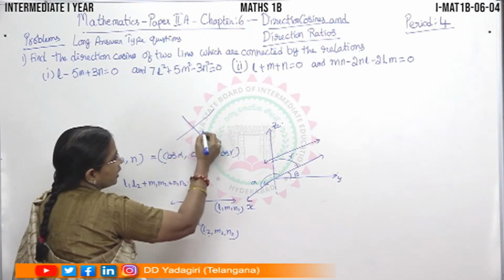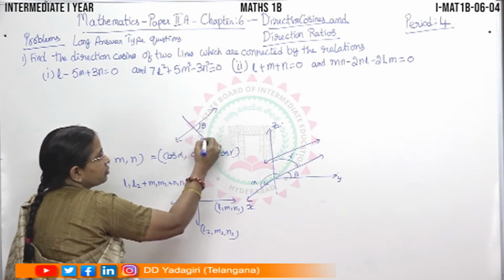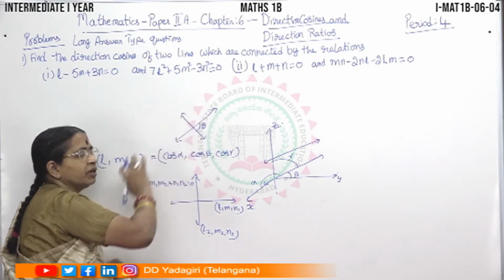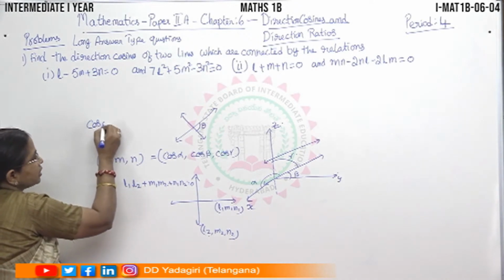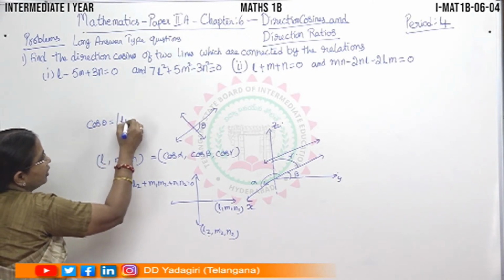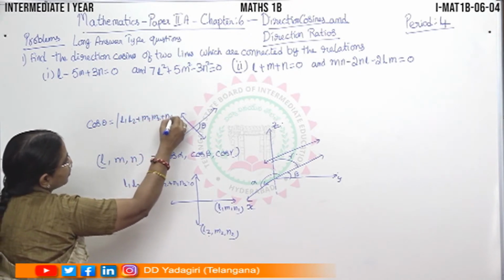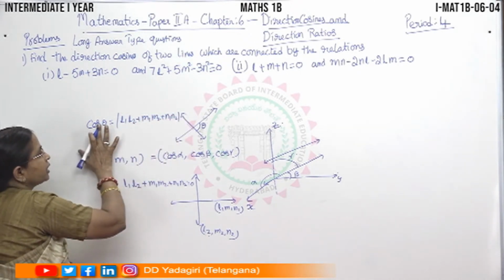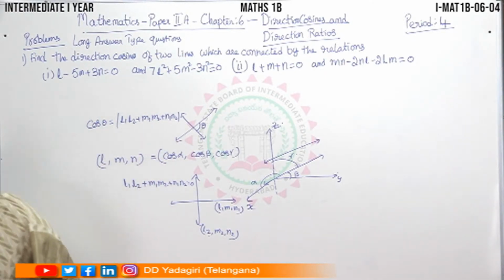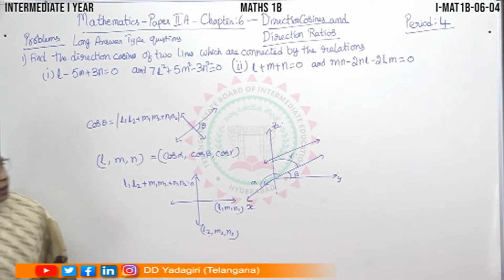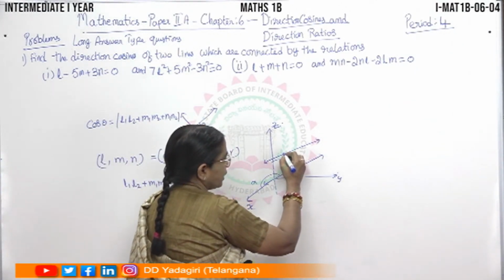Now suppose that you have to find the angle between the two lines whose direction cosines are L1, M1, N1 and L2, M2, N2. Then the formula is cos theta is equal to mod of L1 L2 plus M1 M2 plus N1 N2. So this is the formula, or theta is equal to cos inverse of that. So this is about the direction cosines. And in direction cosines, we have also learned the property like this.